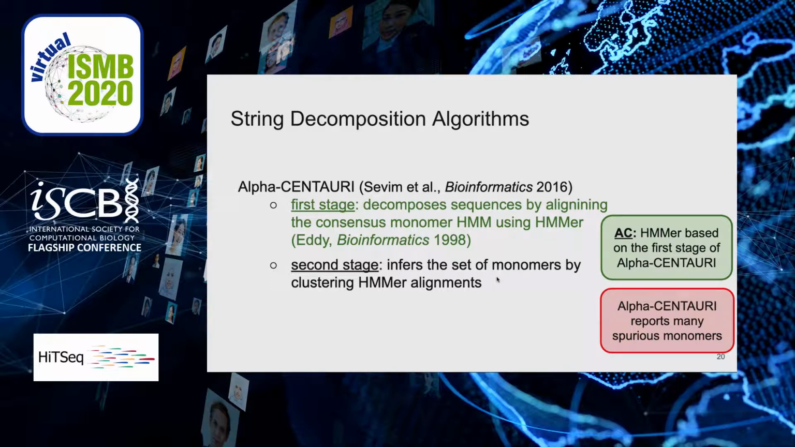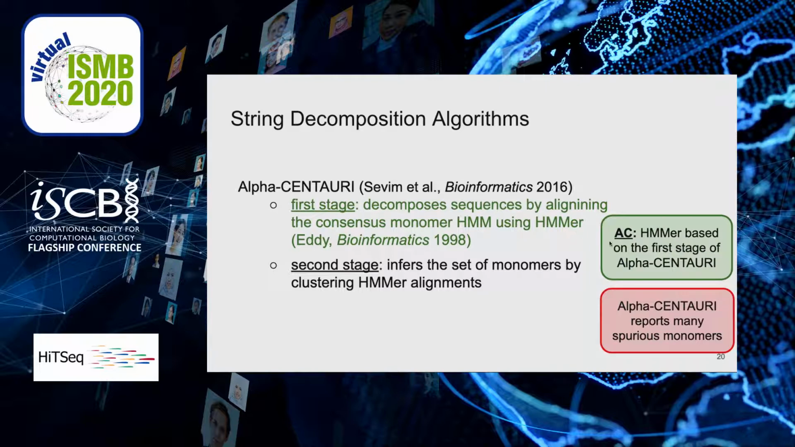Alpha Centauri solves a more general problem. It takes reads and tries to identify most reliable set of monomers from reads. It reports a lot of spurious monomers, and its decomposition is far from perfect. But if the set of monomers is known, as in string decomposition problem, we can use the results from the first stage of Alpha Centauri, where it partitions reads into monomeric sequences with HMMer, and label them with monomers.